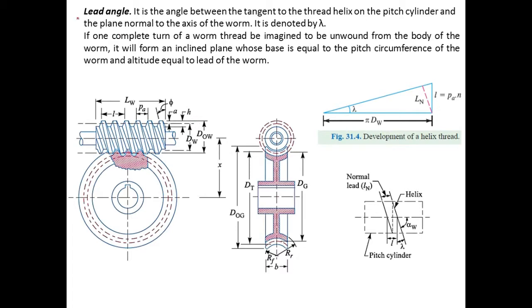Then next is the lead angle. It is the angle between the tangent to the thread helix on the pitch cylinder and the plane normal to the axis of the worm. It is generally denoted by lambda. Now come to the point. If we analyze, let me simply say this is the thread, and any line which will be tangent to this thread will be in this direction.